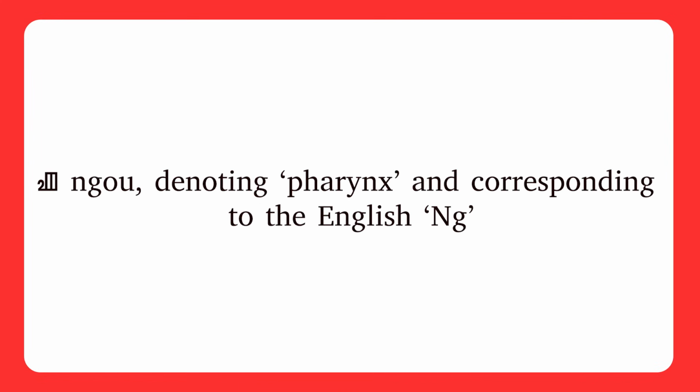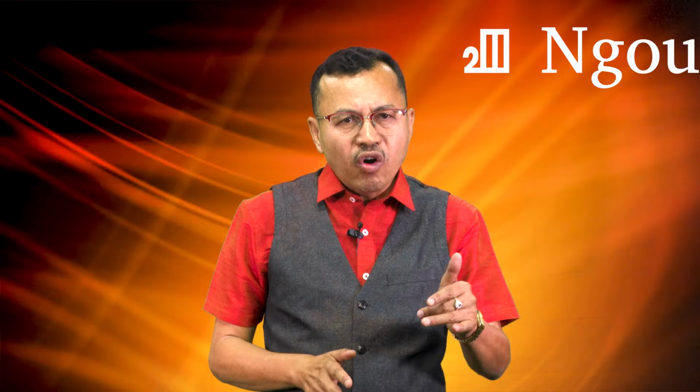The 10th letter no, denoting pharynx, and corresponding to the English ng with the phonetic value nga, is composed of descending vertical strokes that evoke the pharyngeal passage. A gentle curved hook at the base softens the structure, giving the letter an organic flow that reflects its anatomical meaning.